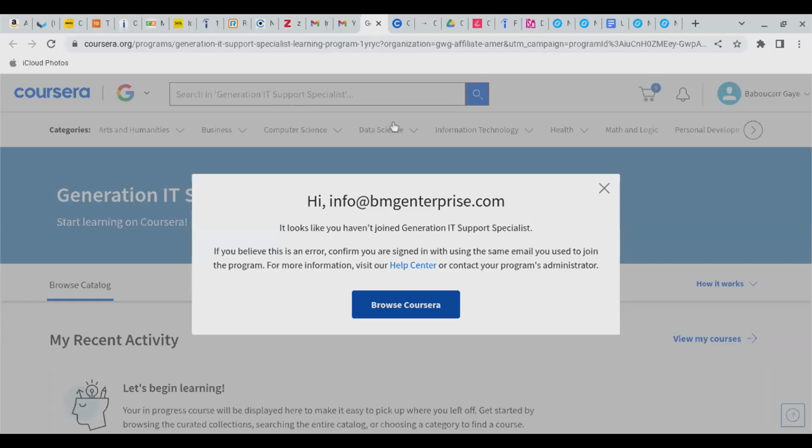Yes. Okay. Where is it again? Share this one. This is what it says here. This is the email that I used for my previous account. It's my company email, and now it's not letting me switch over to another email. Here it says, it looks like you haven't joined Generation IT Support Specialist. So it's asking me to contact the program's administrator.